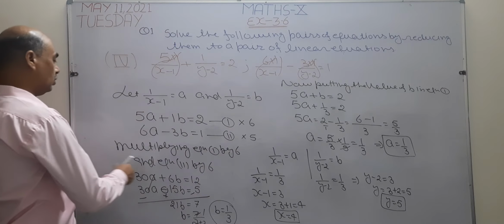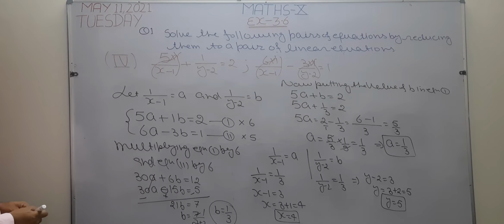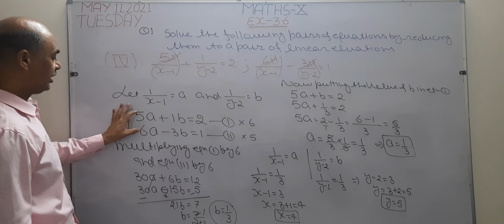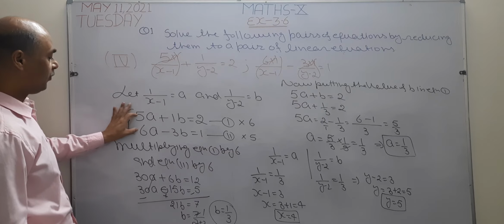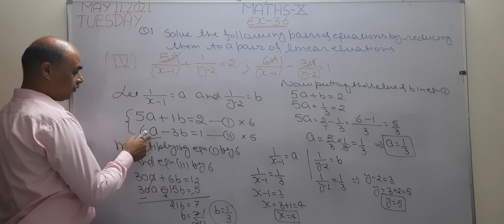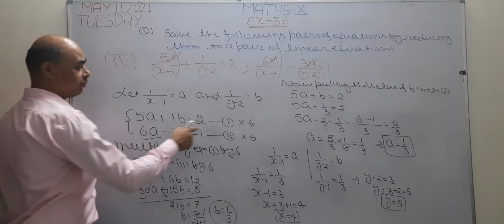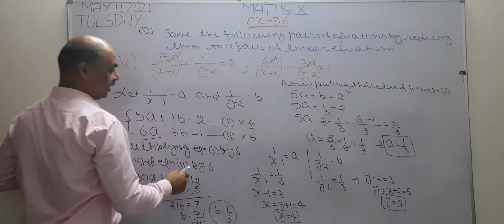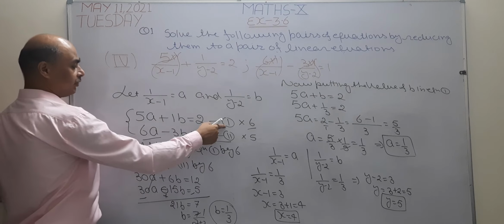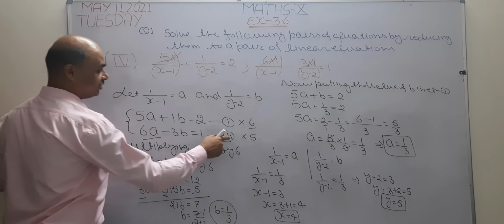I want to solve this pair by using the elimination method. For the elimination method, we have to equate the coefficient of a. If I want to eliminate a, it means I want to equate the coefficient of a. For this, I want to multiply the first equation by the coefficient of a from the second equation. What is the coefficient of a in the second equation? 6. I want to multiply the first equation by 6. And equation number 2 by the coefficient of a from equation number 1. In equation number 1, what is the coefficient of a? 5. I want to multiply the second equation by 5.